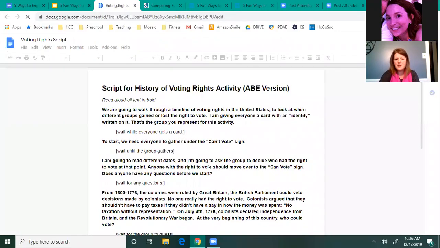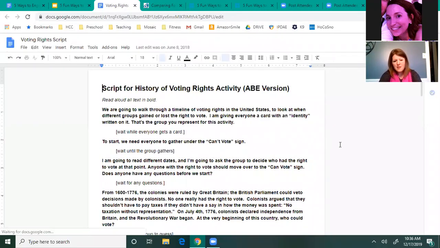For this activity, you would give students note cards that they would hold. So this is all about voting rights. One of them might be white woman.